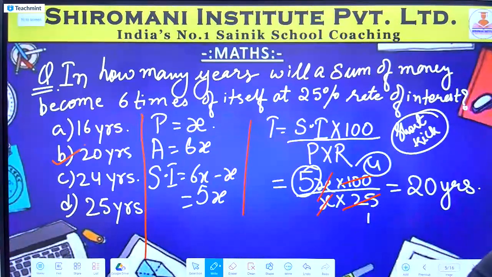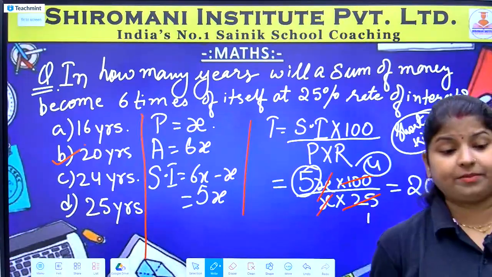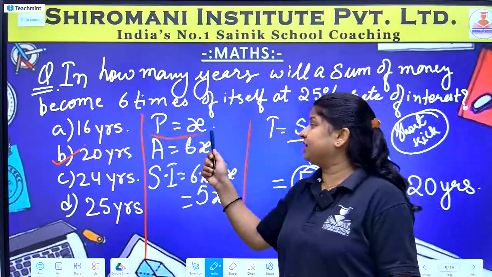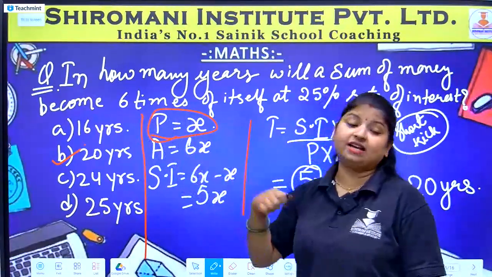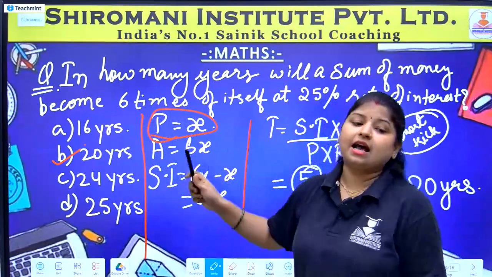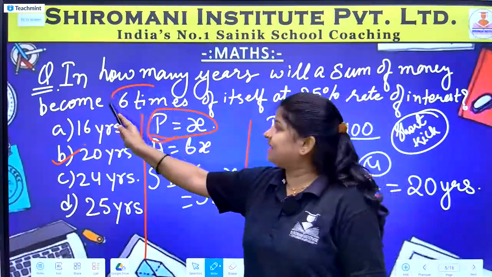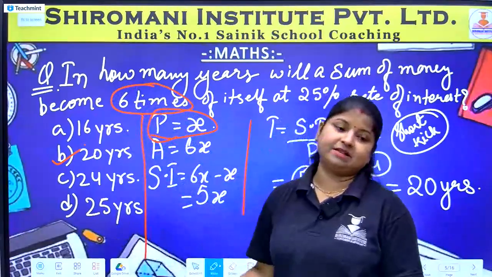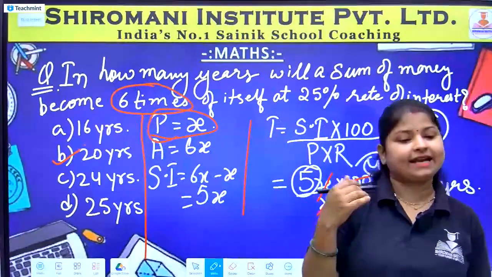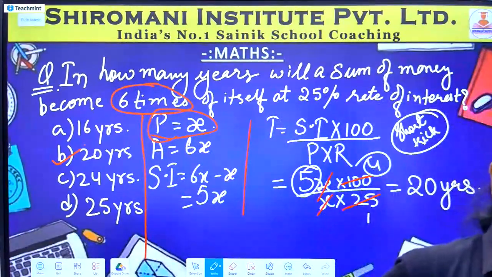So, ma'am, how did the 6X and X come? We assumed it, beta. We assume the principal to be X. If I assume the principal to be X, the amount will be 6 times of the principal. 6 times means what? 6 into X, that is 6X. Got it?